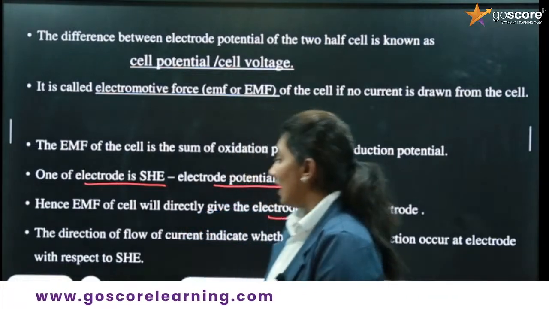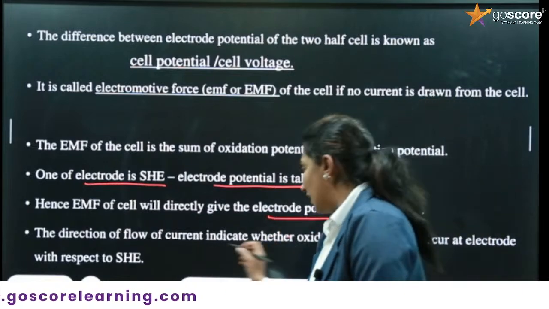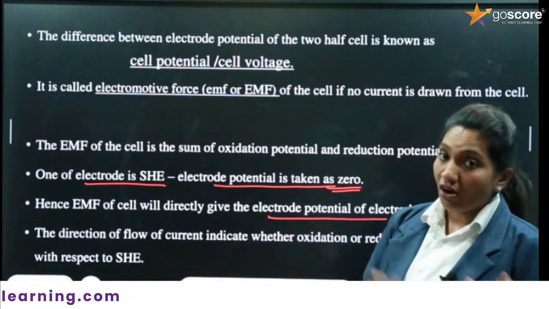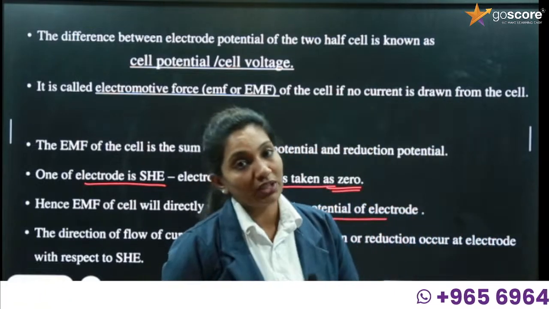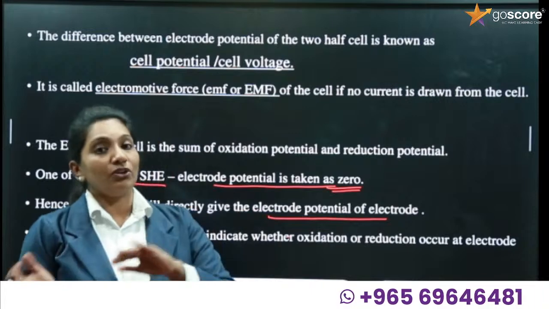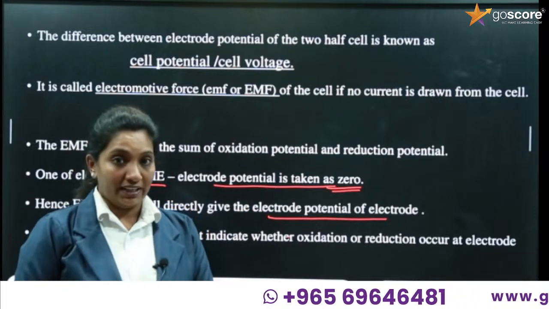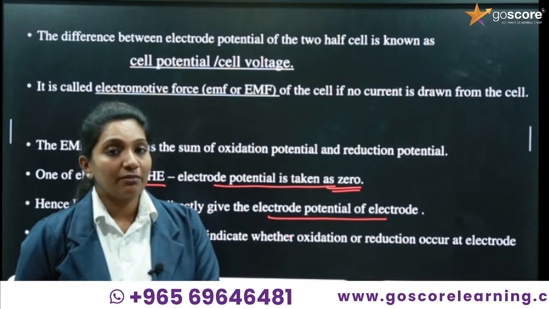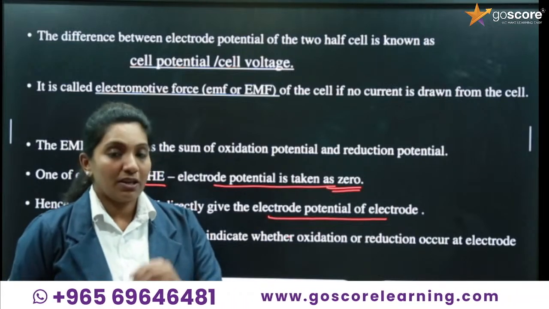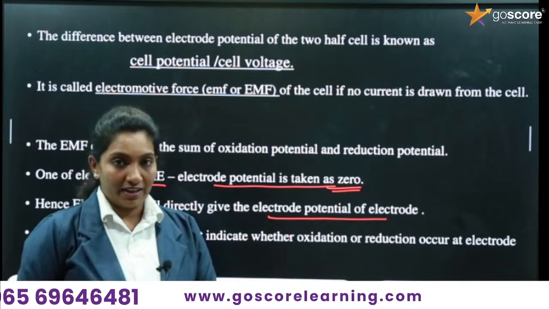0 value. Okay, and the direction of flow of current will indicate whether oxidation or reduction takes place at the electrode with respect to standard hydrogen electrode. The flow of the electron will give you the idea whether at the metal electrode oxidation is taking place or reduction is taking place with respect to the standard hydrogen electrode.